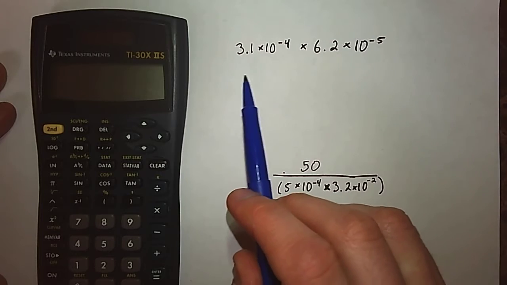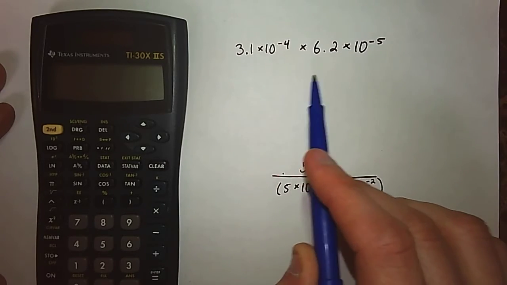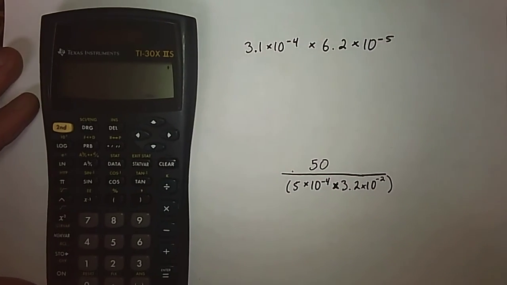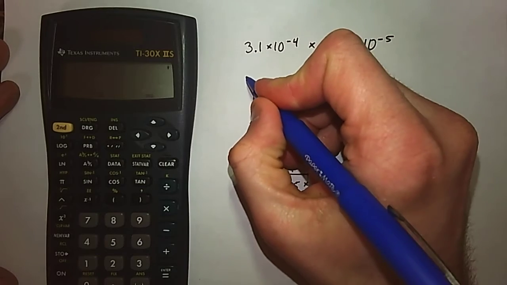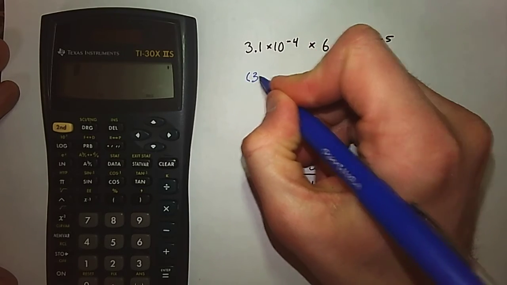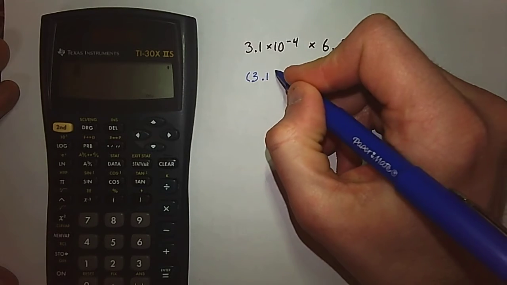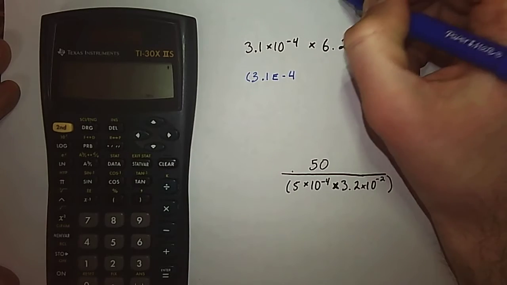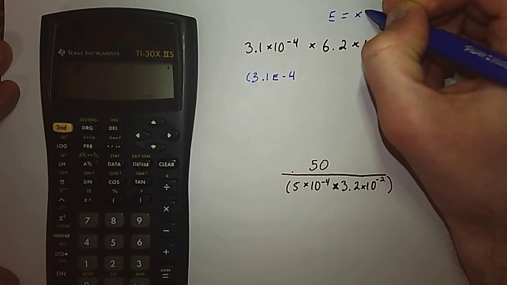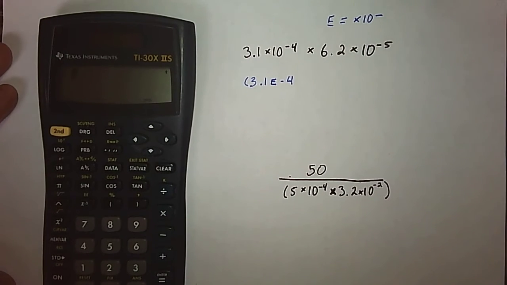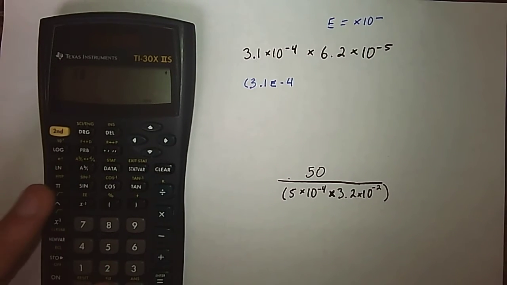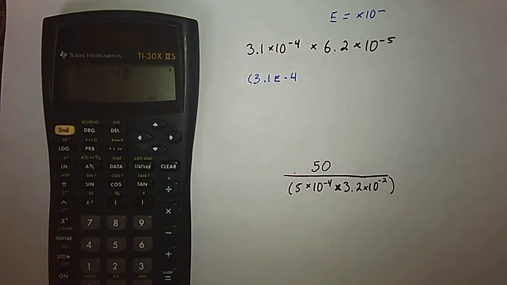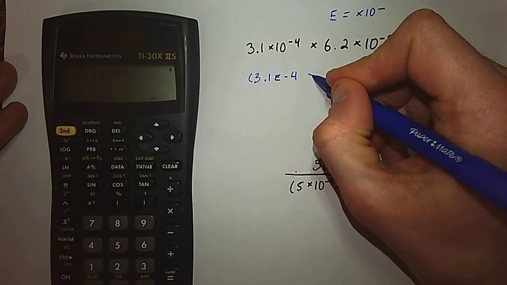So let's say I have the equation 3.1 times 10 to the negative fourth multiplied by 6.2 times 10 to the negative fifth. All right. How I could enter this into my calculator is I'll do the 3.1, and then instead of times 10 to the negative fourth, I'm going to plug in this thing called E. Right? E is the same thing as times 10 to the and then some number. All right. So if I plug this into my calculator, 3.1, second, E, negative fourth, I've done that. That's it. So then multiply it in my calculator.